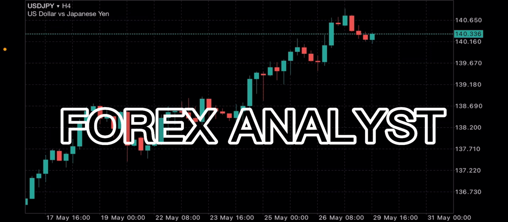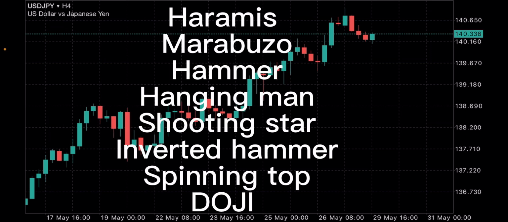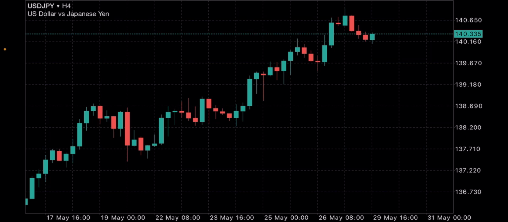Now we are going to talk about the types of candlestick we have. So we have so many types of candlestick, and they include the Marubozu, the hammer, the hanging man, the shooting star, the inverted hammer, the spinning top, and the doji. So they have different structures.